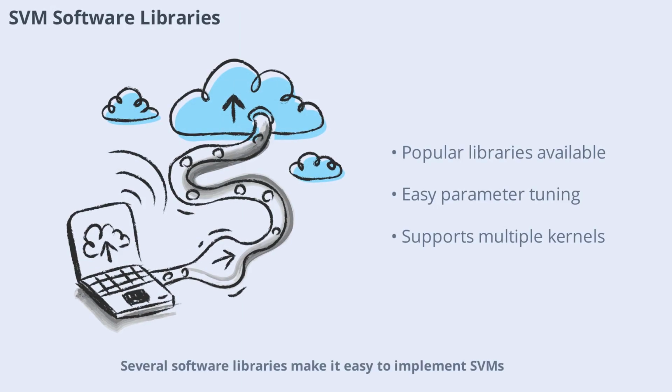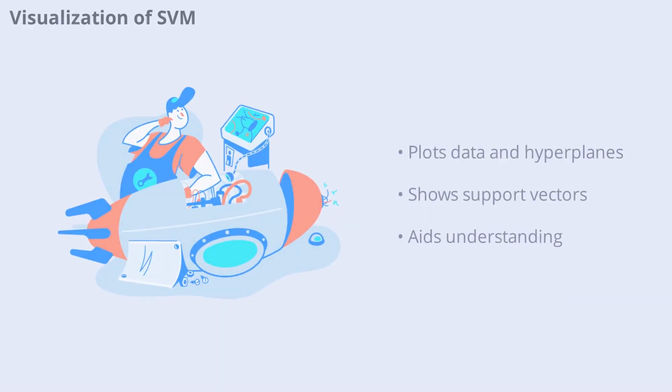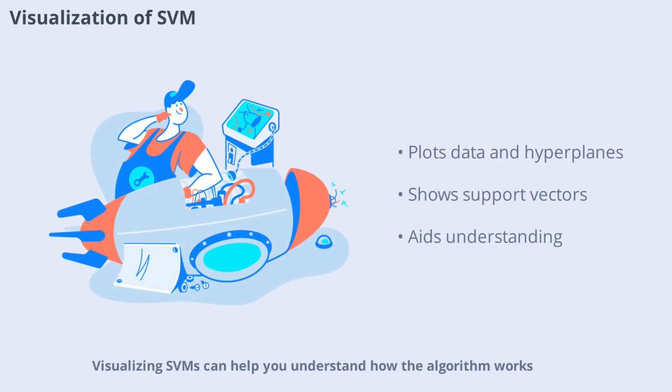Several software libraries make it easy to implement SVMs, including scikit-learn in Python, libsvm, and others. These libraries provide efficient implementations, parameter tuning tools, and support for various kernels, making SVMs accessible to everyone from beginners to experts. Visualizing SVMs can help you understand how the algorithm works.